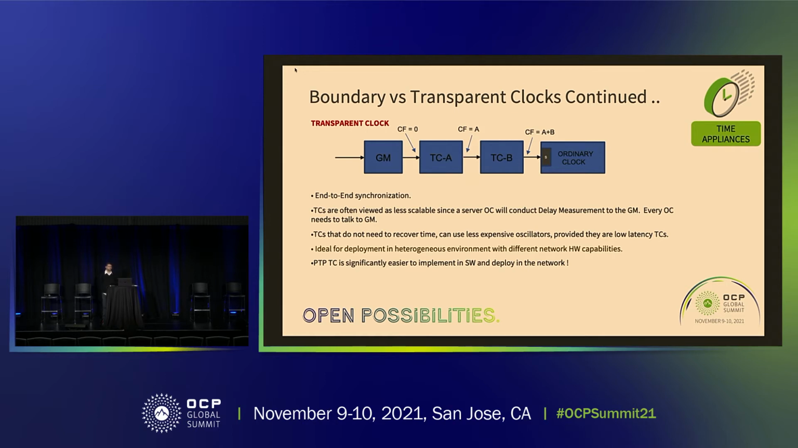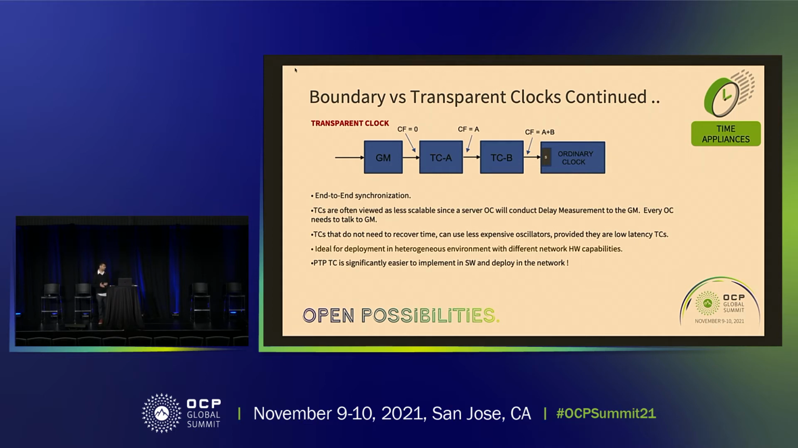TCs obviously do not need to recover the time. That's a great benefit. They use less expensive oscillators, and they don't need to be as accurate as a boundary clock does. Transparent clock is ideal for heterogeneous environments where we have a network with different hardware capabilities.